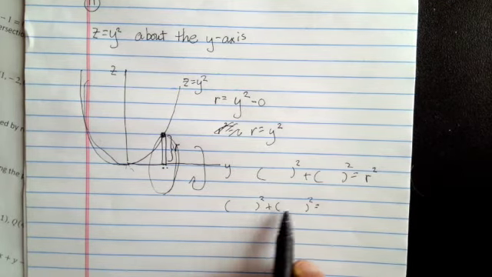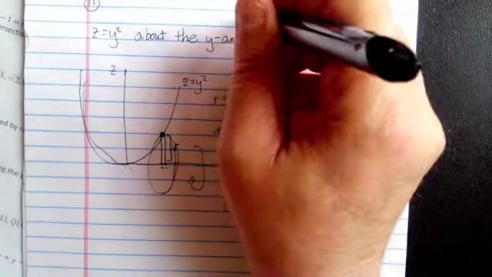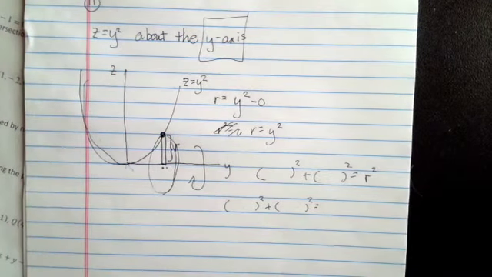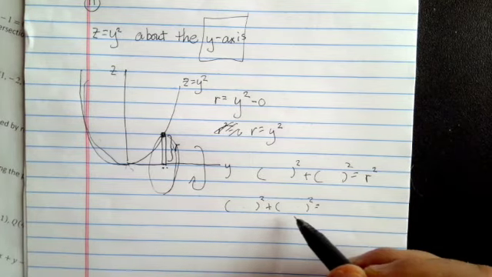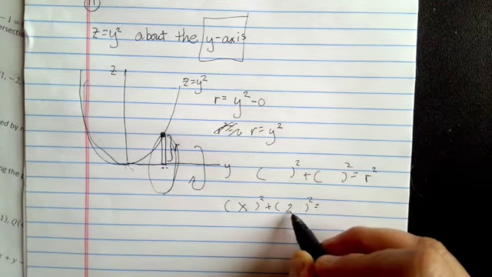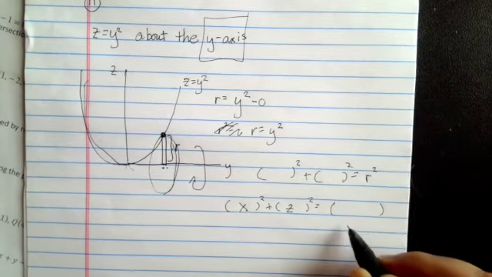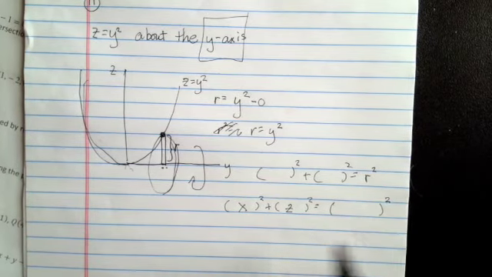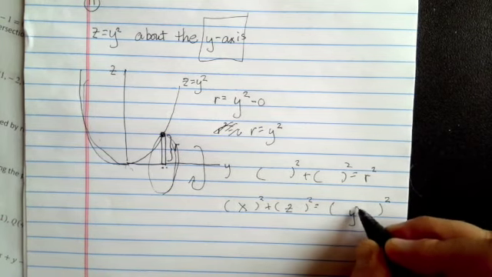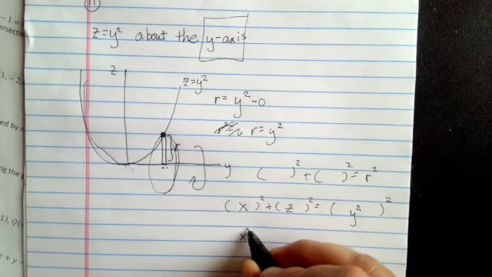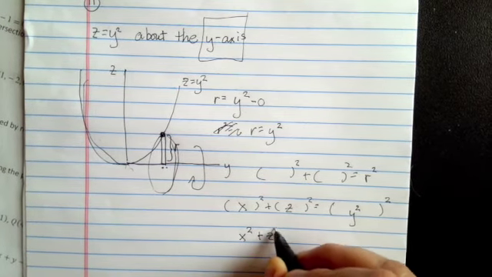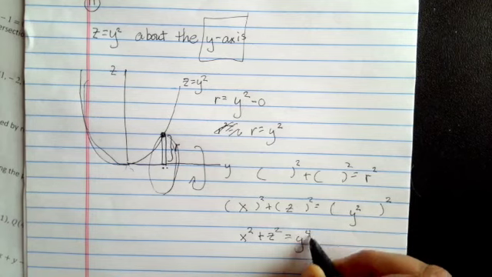Well, the two things here are the variables other than this one. So revolving about the y-axis, these two variables are going to be the other variables, x and z. Now this is going to be the square of the radius. We found the radius to be y squared, so we're going to square y squared. And the equation turns out to be x squared plus z squared equals y to the fourth.